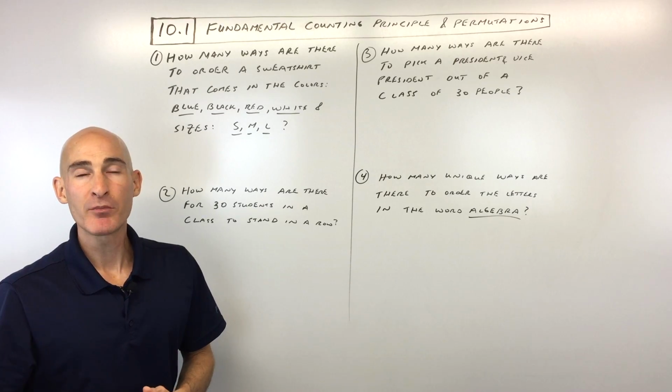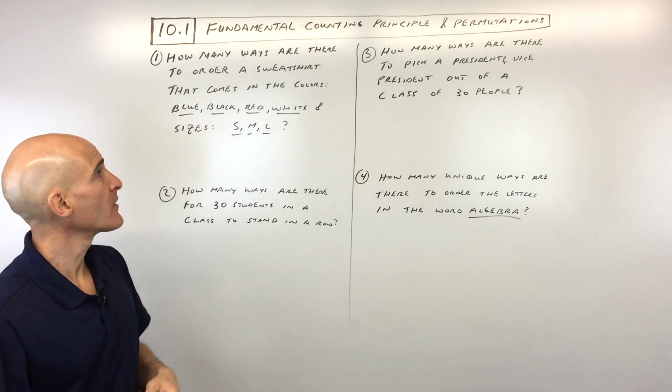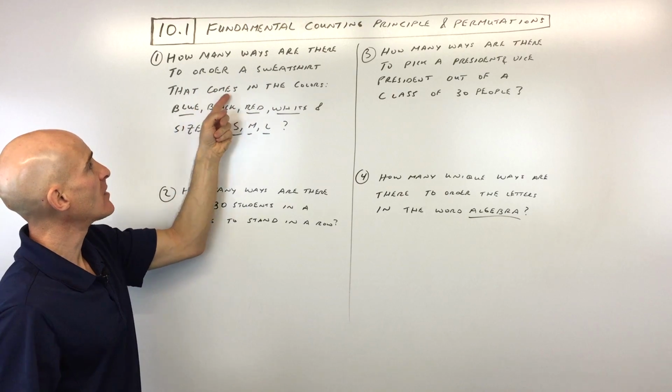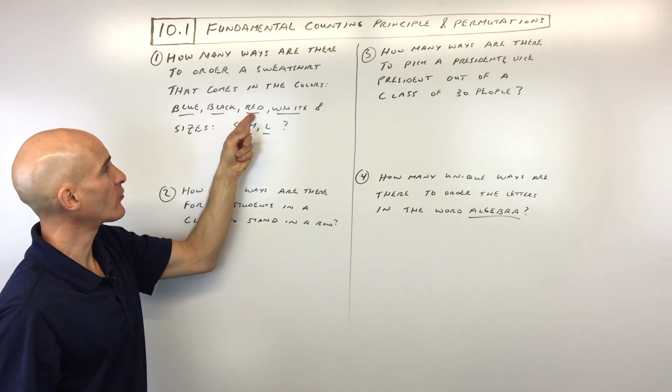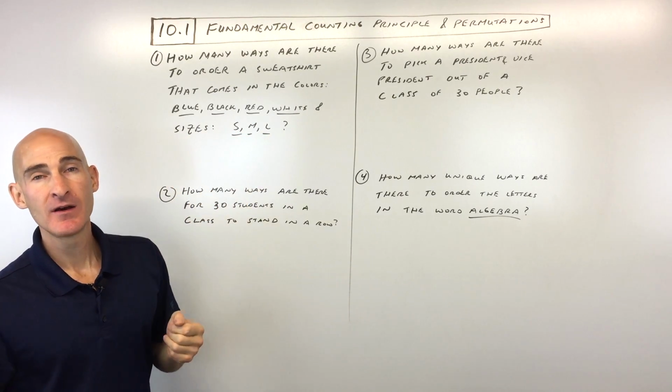Okay, here's your opportunity to practice. So go ahead and pause the video and do each problem on your own, and we'll go through them together. Number 1, it says, how many ways are there to order a sweatshirt that comes in the following colors: blue, black, red, and white, and then it comes in the following sizes: small, medium, or large. So how would you do that problem?